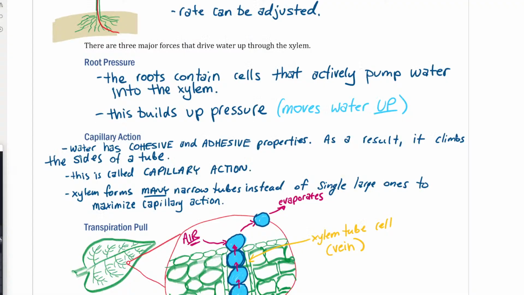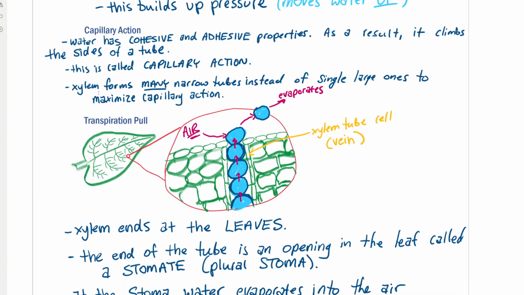Now, to do that all the way up an oak tree or all the way up a redwood tree would be really energetically unfavorable. So while this happens, it can't be the only source of force to move water up. So another is called capillary action. And we looked at this yesterday with the capillary tubing.